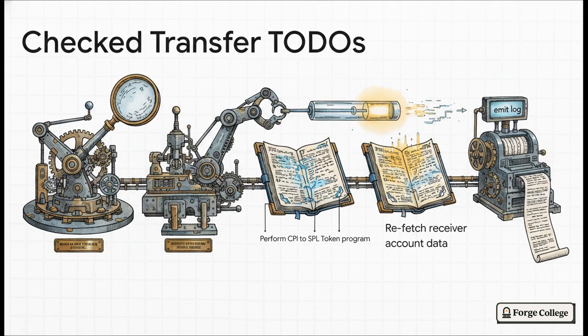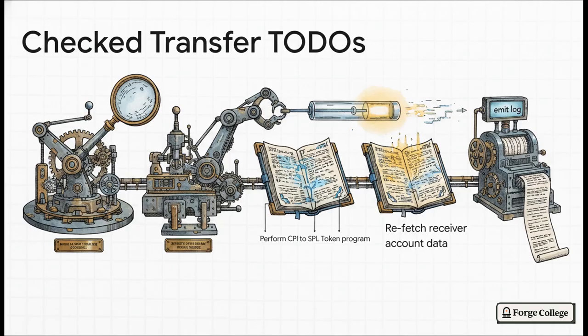First, you've got to read the amount field from the sender's account data. Second, check that their balance is greater than or equal to the amount they're trying to send. Third, if that passes, perform the CPI to the SPL token program. Fourth, and this is incredibly important, guys, refetch the two account data. And fifth, emit a balance log.